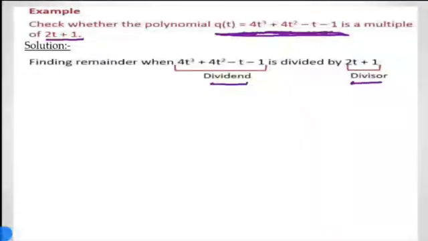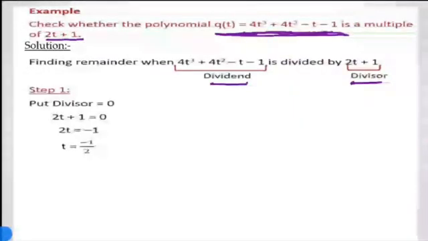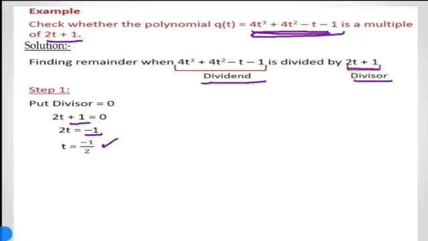In the first step, we need to consider divisor equals to 0. Put divisor equals to 0, that means 2t plus 1 equals to 0. Now we need to solve for t. So 2t equals, we are shifting plus 1 to RHS, we get minus 1 here. So that 2t equals minus 1. So t equals minus 1 divided by 2. So this is the value of t. Next we need to put the value of t in this equation.